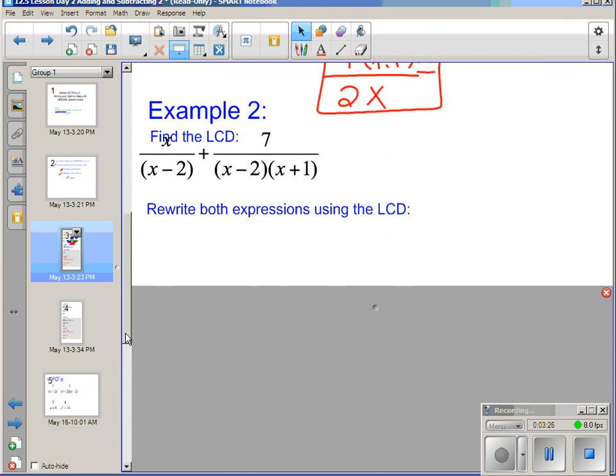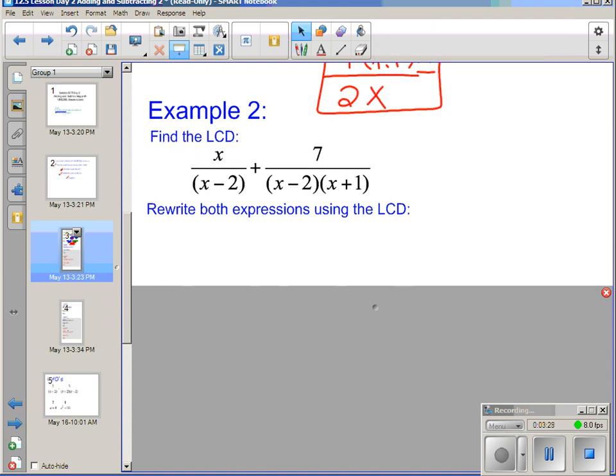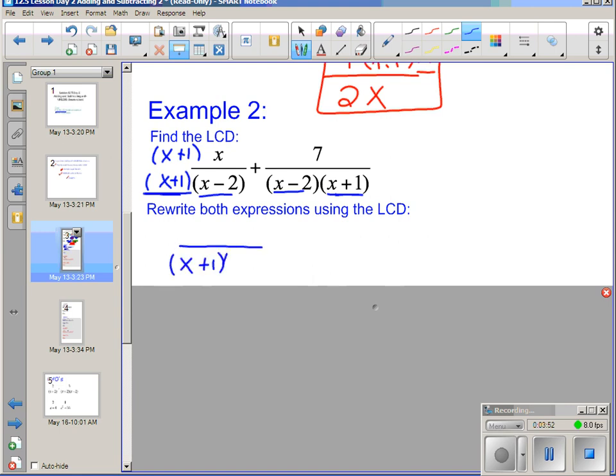So first it says find the least common denominator. Let me move this down a little bit. So I need to look and see, well, they both have an x minus 2. That's good. Check. All right, so now this one has an x plus 1, and this one doesn't. So I need to multiply this one by an x plus 1, and now you can look, my denominators match. But if I multiply the denominator, I also have to multiply the numerator. So now I'm going to rewrite both of those. The denominator is x plus 1, x minus 2. I didn't do anything to that 7. The only thing that changed was over here. I'm going to distribute that x, so it's going to become x squared plus x.